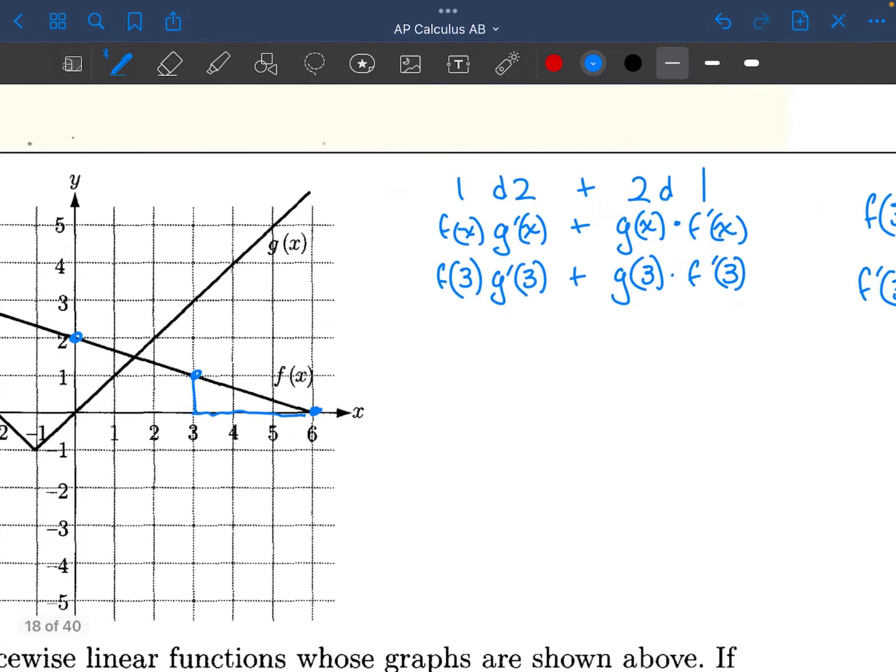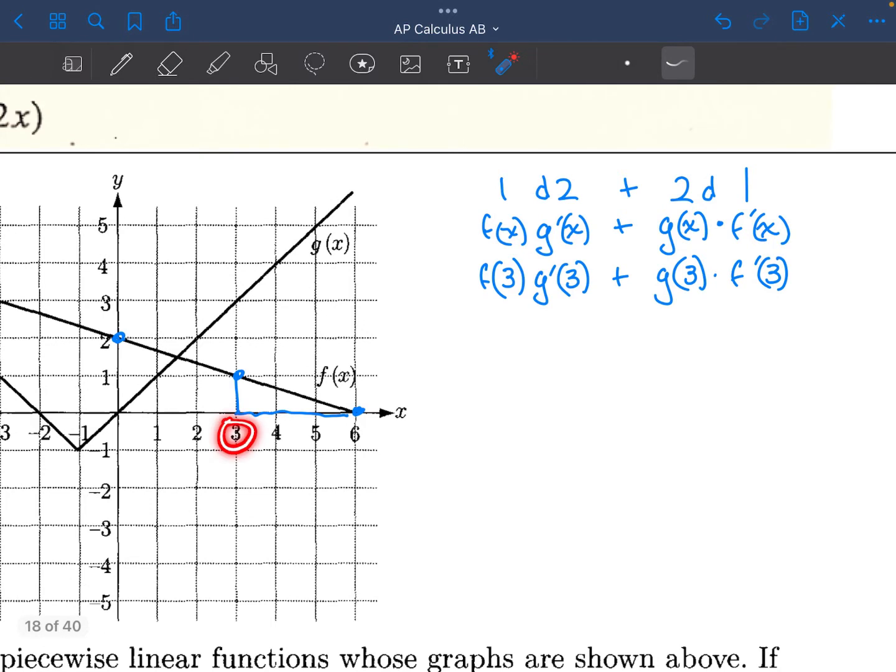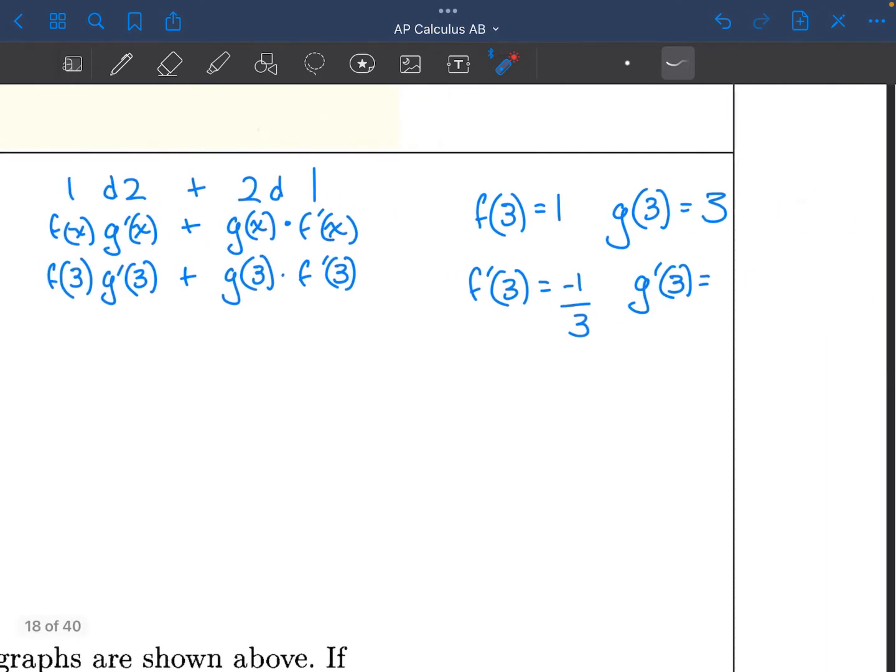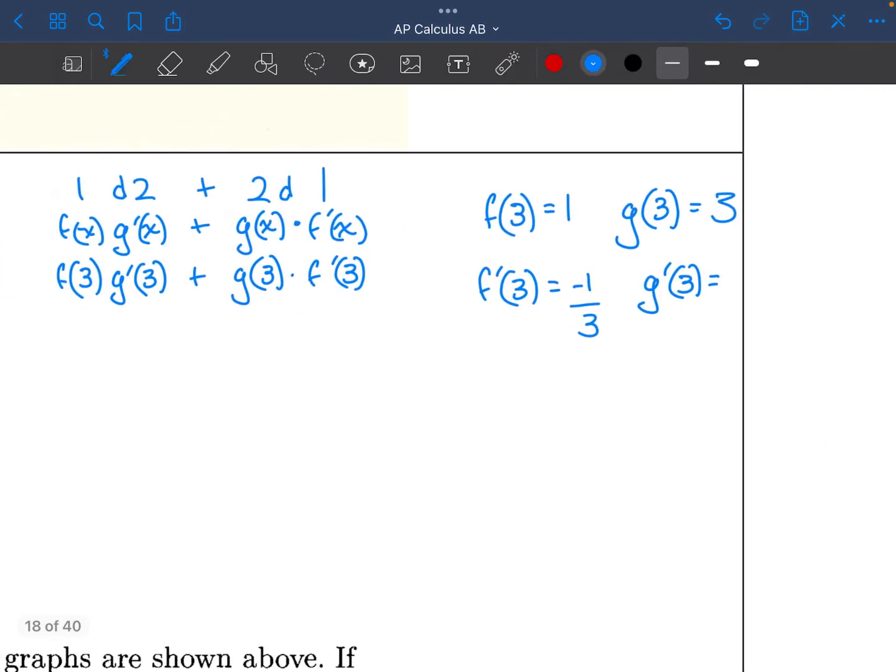What about g prime of 3? So g prime of 3 means I'm still at 3. I'm going to come up to the g prime, and I need the slope of this line right here. The slope of that line goes up 1, right 1, because it always goes y over x. So up 1, right 1, which is 1 over 1.